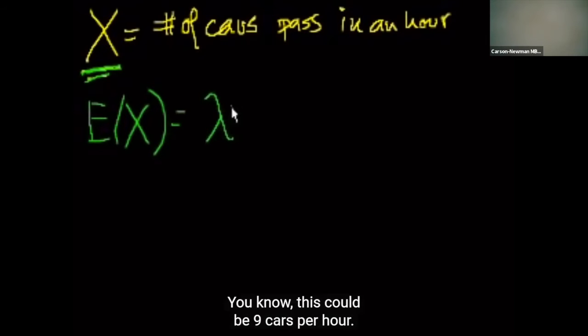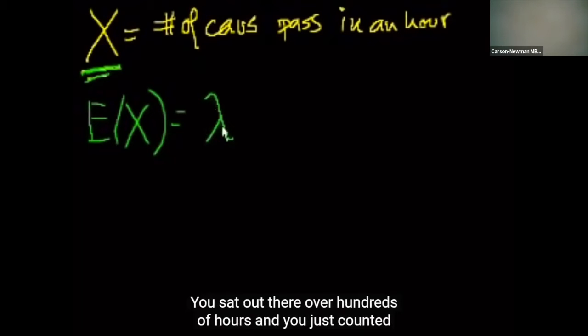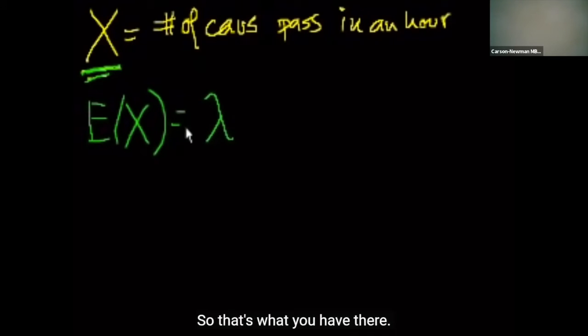So this could be 9 cars per hour. You sat out there, it could be 9.3 cars per hour. You sat out there over hundreds of hours, and you just counted the number of cars each hour. You average them all up. You say, on average, there are 9.3 cars per hour, and you feel that's a pretty good estimate. So that's what you have there. And let's see what we can do.